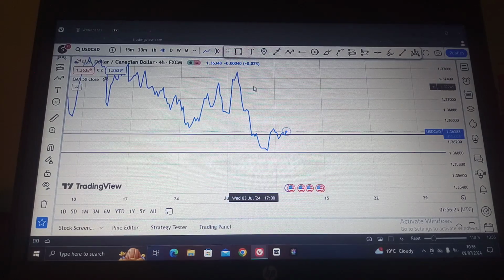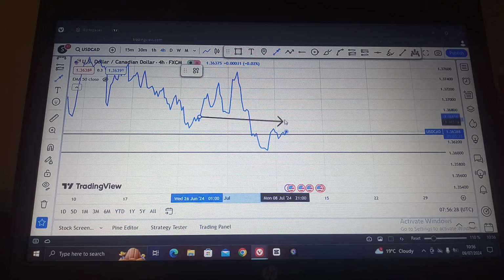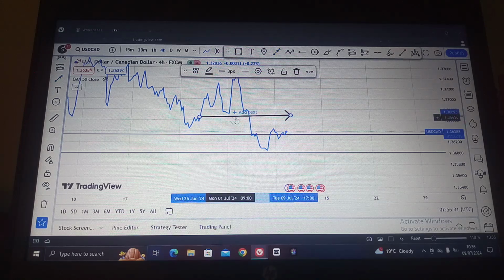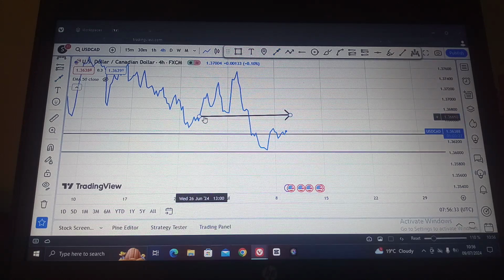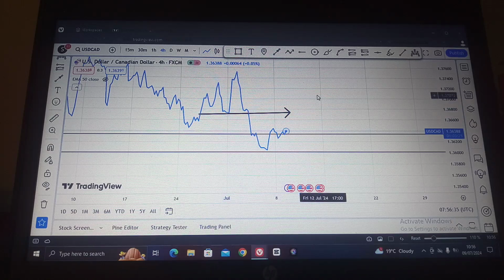Can you see? The 4 hour is clearly telling us we are selling the market. Because it has already broken the last structure here, and now we are selling this market. So you cannot buy this market because daily and 4 hour are telling us we are selling. From the major picture, we can say the 4 hour and the daily, we are selling the market.